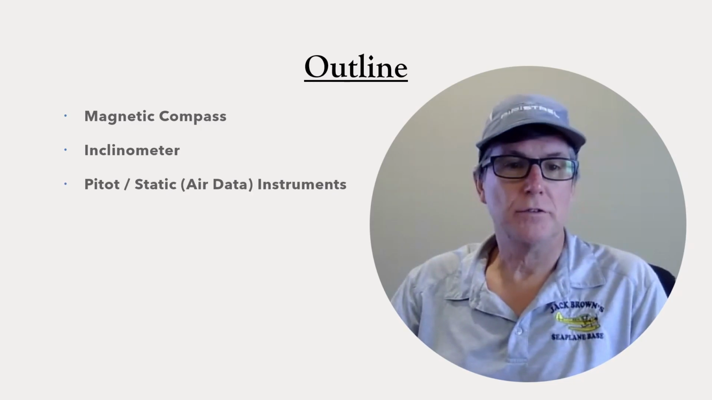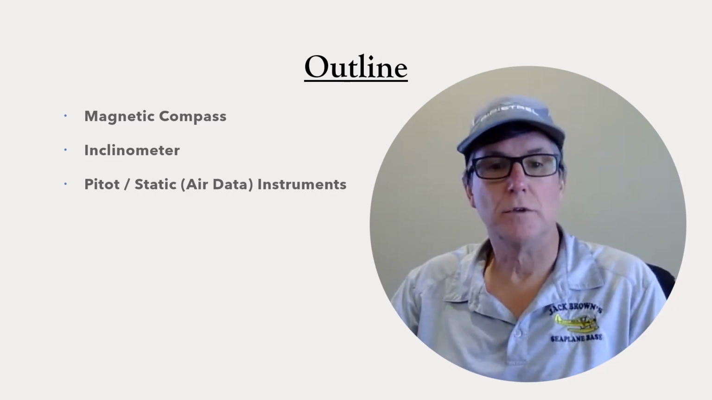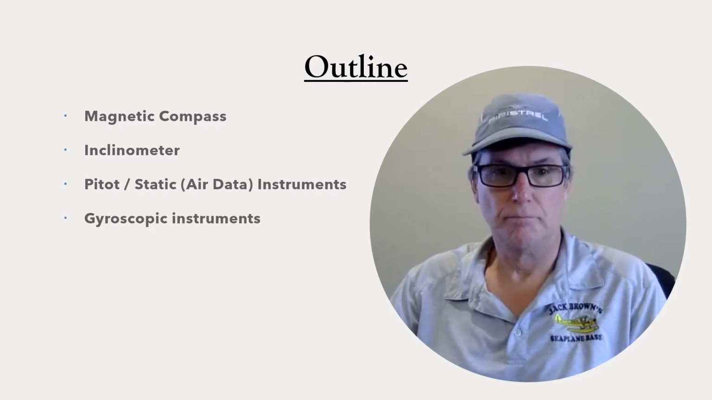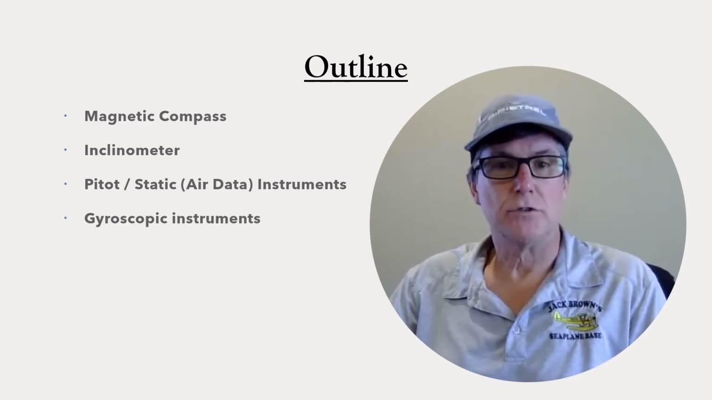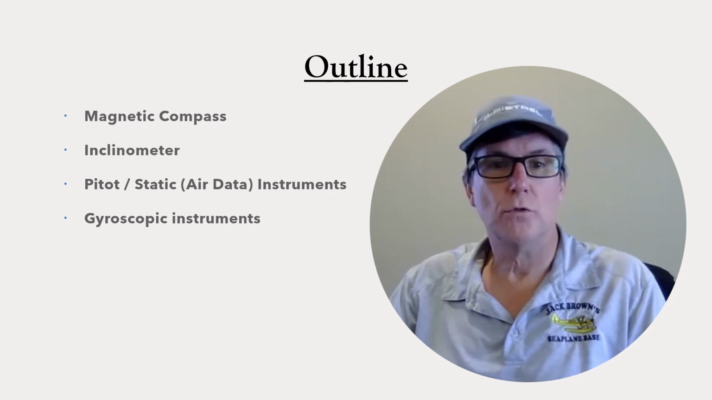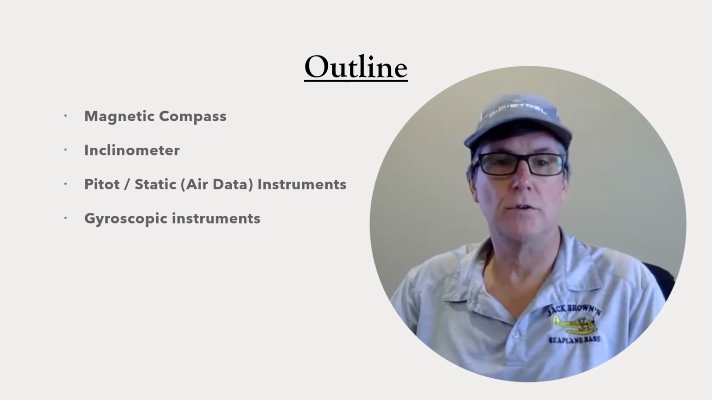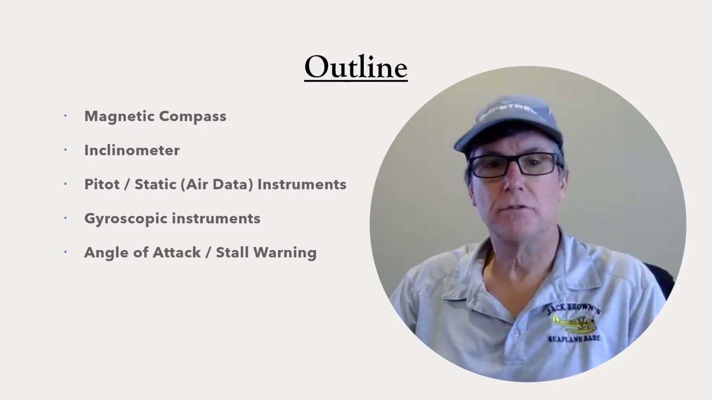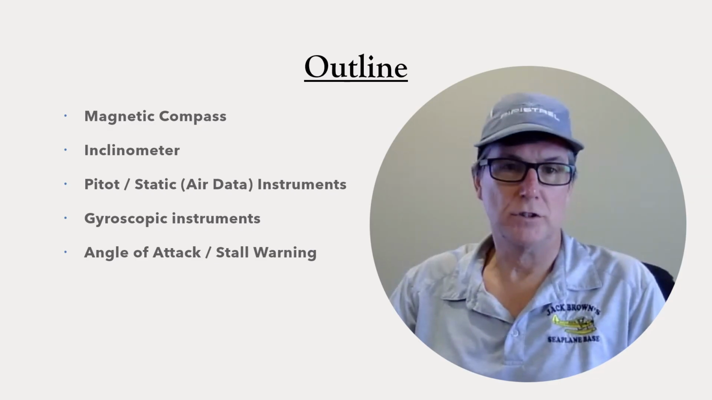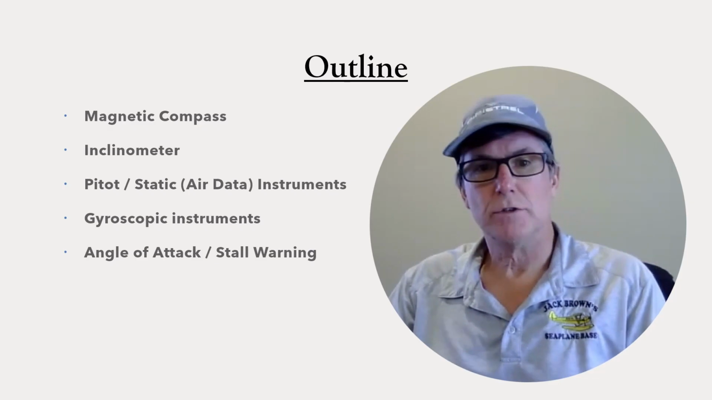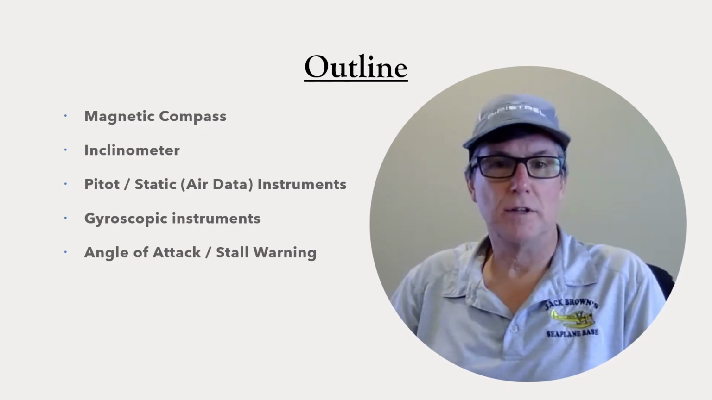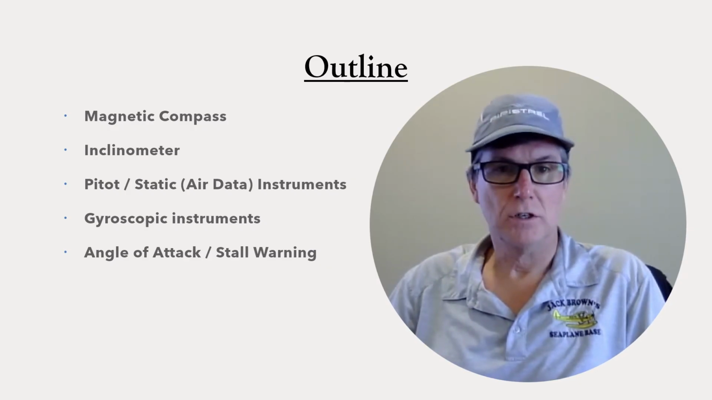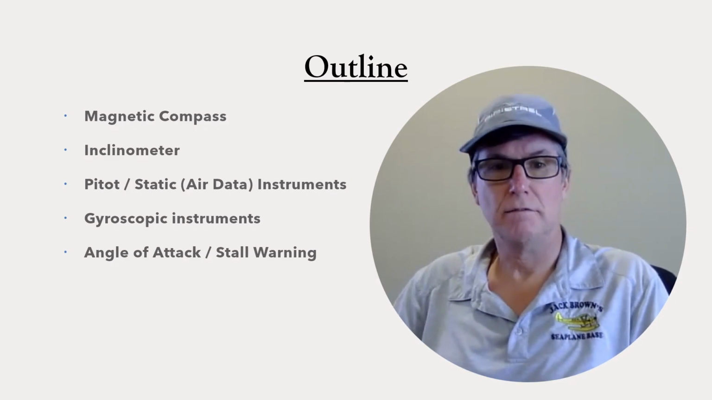The air data instruments, often called the pedostatic instruments, provide information about airspeed and altitude. The gyroscopic instruments provide information about the orientation of the airplane with respect to the horizon. Angle of attack instruments are starting to show up in general aviation airplanes. Instruments associated with the engine will be covered in the lesson on engines, and instruments that are related to radio navigation will be covered in the lesson on navigation.